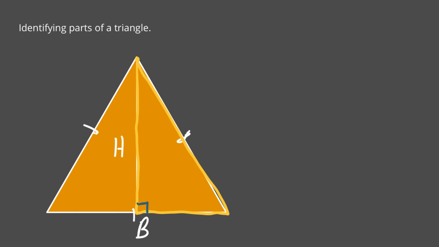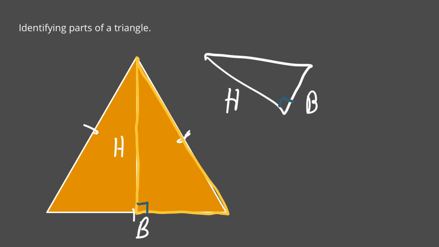Now, it doesn't matter what direction or orientation these are. We could have a triangle like this, where it's a right triangle, and then this would be our base, and this would be our height. So it doesn't matter if it's rotated or twisted, we just have to make sure it's perpendicular to be able to define our base and our height.